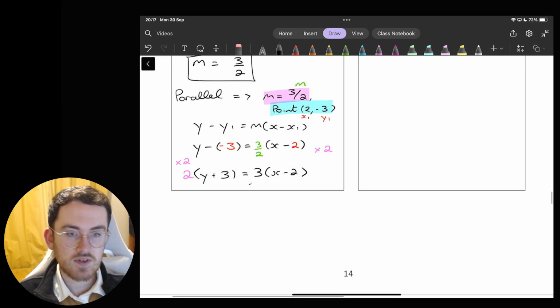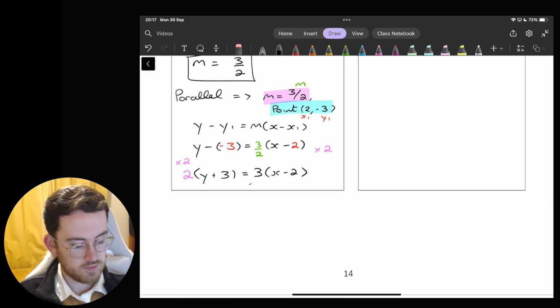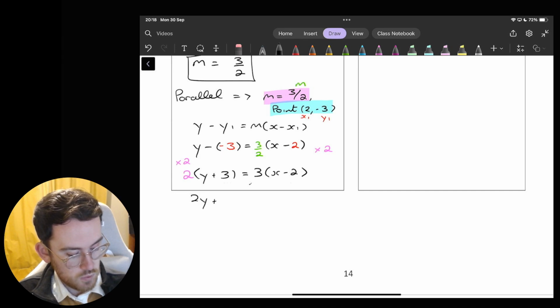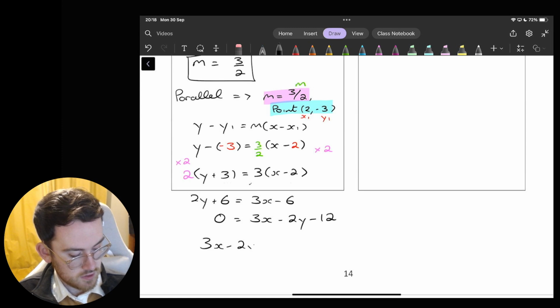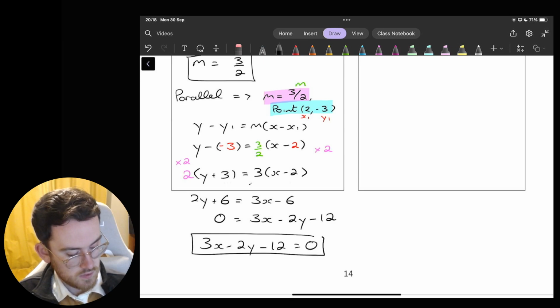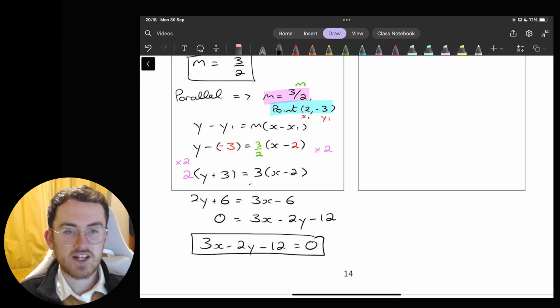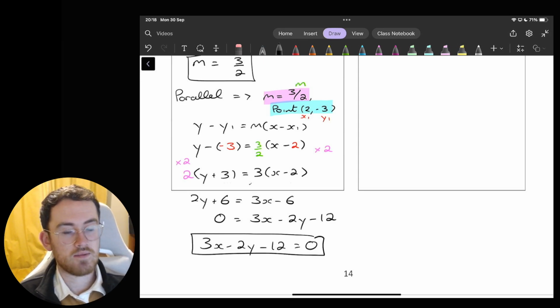So I've successfully got rid of the denominator of my fraction there. So I have 2y plus 6 equals 3x minus 6. Let's bring everything over to the right hand side. So 3x minus 2y minus 12, and we'll just flip things over to write it in the correct format with everything on the left hand side, and our answer is 3x minus 2y minus 12 equals 0.